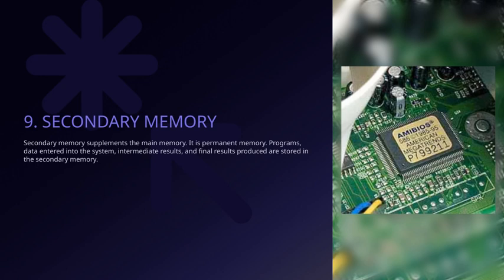Understanding this distinction is crucial because it highlights how computers manage not just immediate processing, but also the preservation of data over time. This overall theme of balancing speed and storage capacity is key in computer architecture, and secondary memory plays a vital role in that balance.